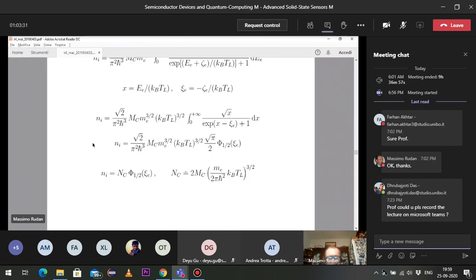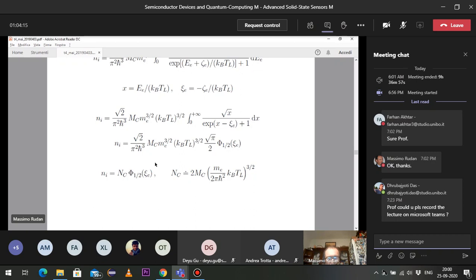We can make an observation. The observation is that the left-hand side is a concentration. That is a number divided by a volume. The Fermi integral is a pure number, it's a dimensionless quantity. So all the quantities together that appear as coefficient of the Fermi integral must have the units of a concentration. So we define capital NC, that is all this quantity here.